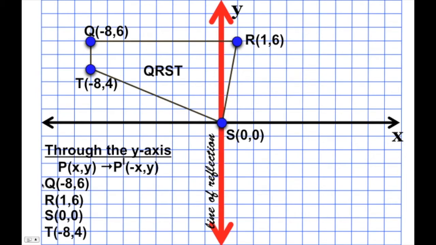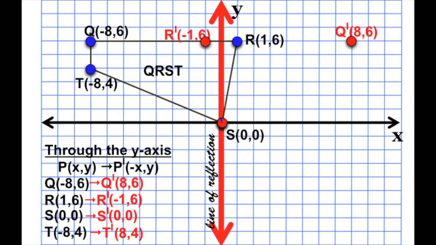Q is going to become Q prime at 8, 6. R is going to become R prime at negative 1, 6. S is going to become S prime at 0, 0. And T is going to become T prime at positive 8, 4. So let's plot our points: Q prime, R prime, S prime, and T prime. So there is our quadrilateral, our reflection, Q prime, R prime, S prime, T prime.